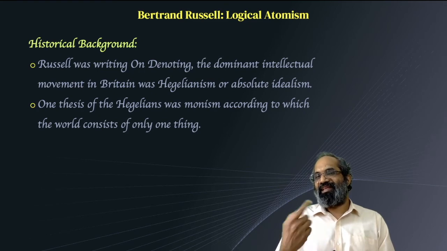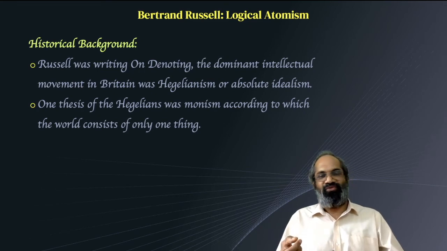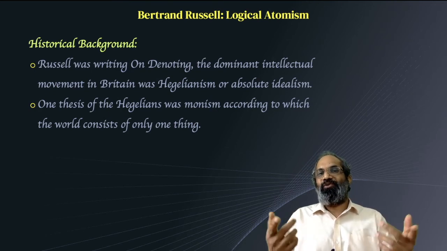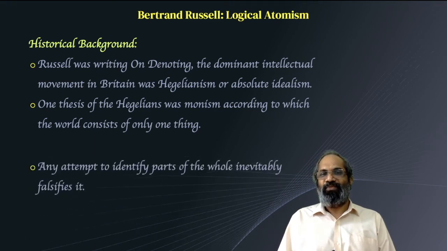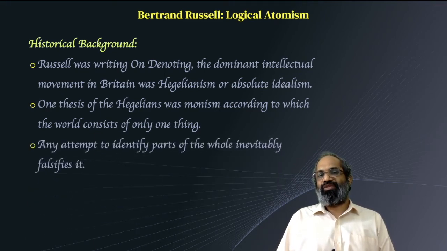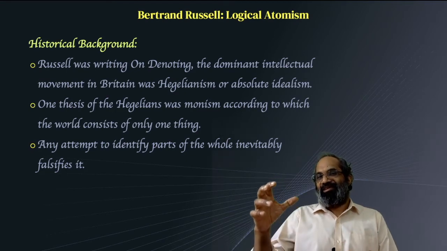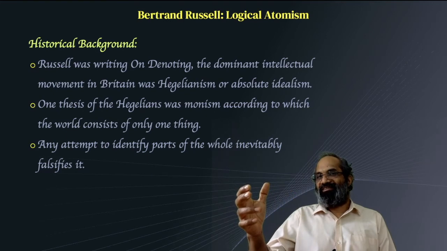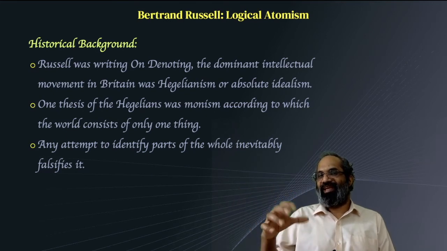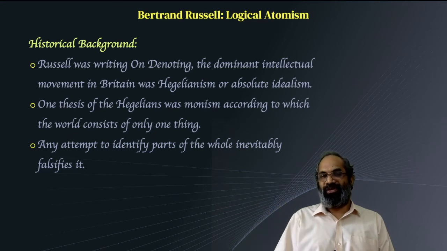But logical atomism sees it in the reverse way. The independent facts, the individual facts, determine what the whole is. Any attempt to identify parts with wholes inevitably falsifies it. Hegelian idealists cannot accept the identification of parts with whole. They cannot understand that the whole is made out of parts, because for them the whole is the only reality, so it cannot be reduced into parts. So they insist on the reality of the whole.